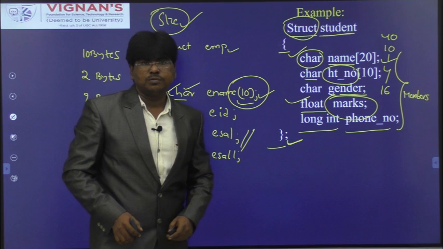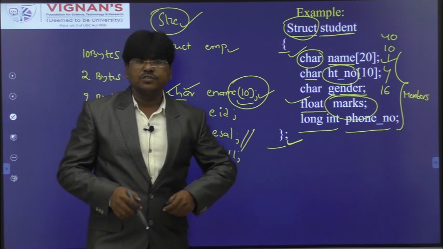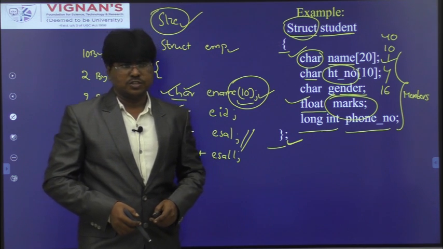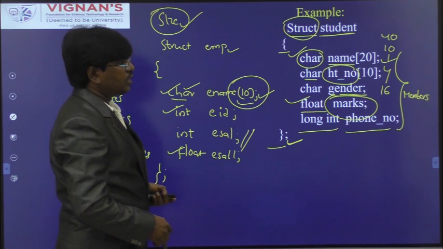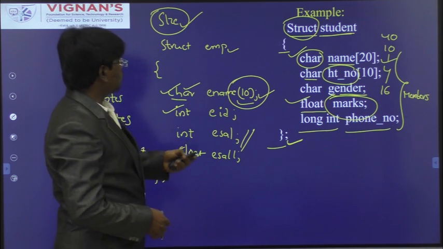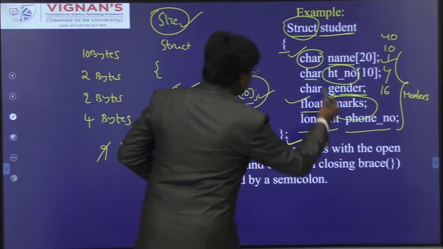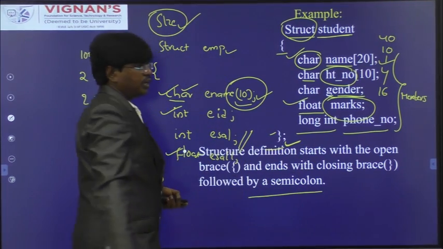So what we discussed up to now is what a structure is, why we need a structure, what the syntax for declaring a structure is, and how to calculate the size of a given structure. So this is the introduction to structure. We have to take several examples like employee and student. Structure definition starts with an open brace and it has to end with a closed brace followed by a semicolon. It is an important rule.